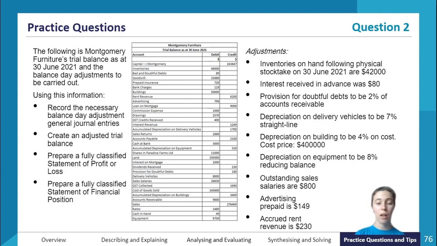So the adjusted trial balance just has those additional account values that would have popped up in those balance day adjustments and the different values for the existing accounts. Then you would also prepare a fully classified statement of profit or loss and statement of financial position. And again, we looked at earlier how you can lay out these statements in different ways. So the statement of financial position can be narrative or account form and with or without working capital. I encourage you to have a go at different ones.